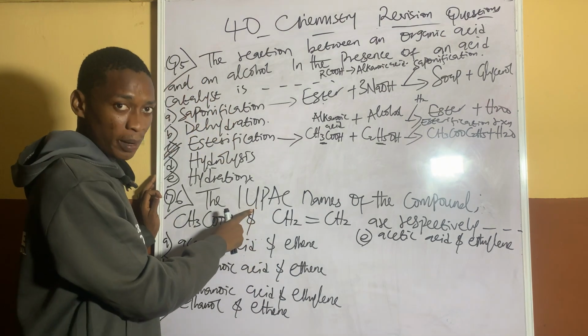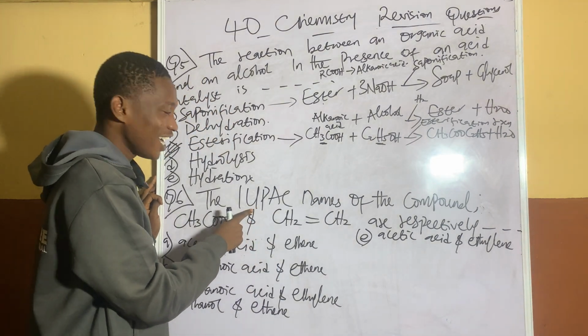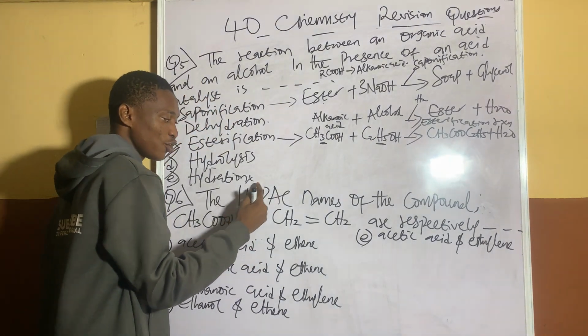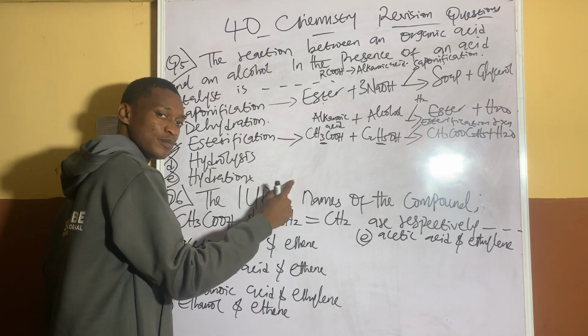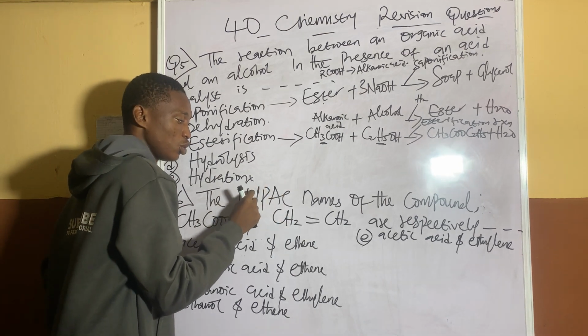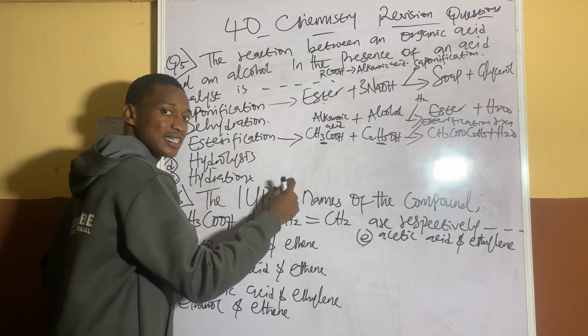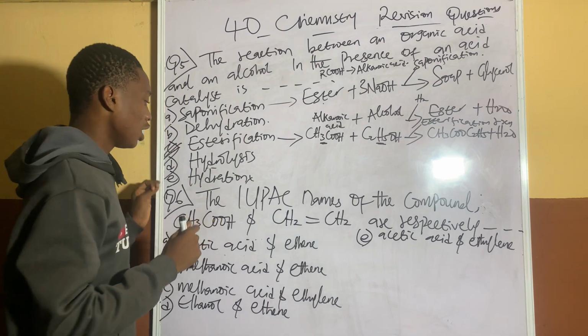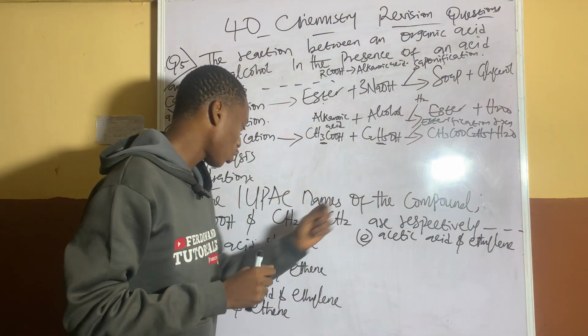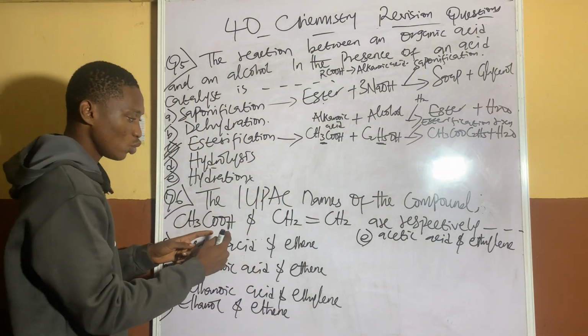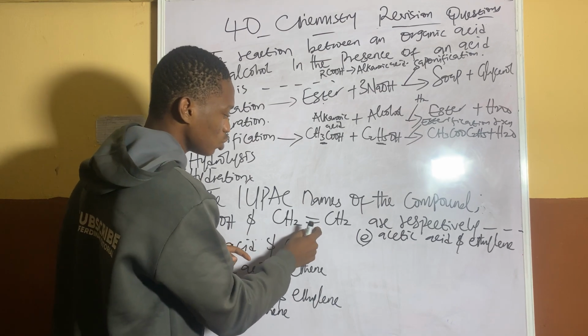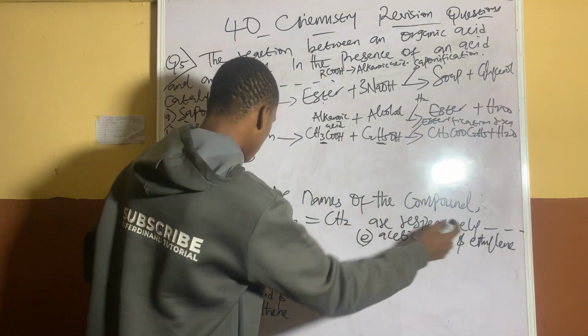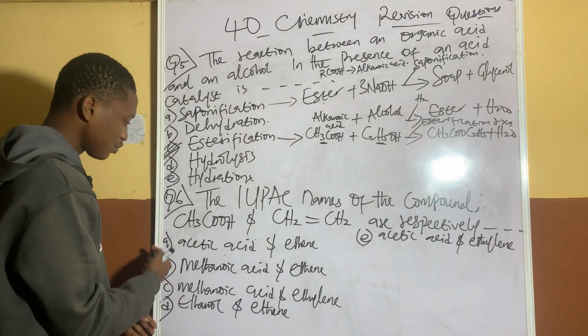compound. What is the meaning of IUPAC? Can you remember? International Union of Pure and Applied Chemistry. That is IUPAC. So we say the IUPAC names of the compound CH3COOH and CH2=CH2 are respectively dash.